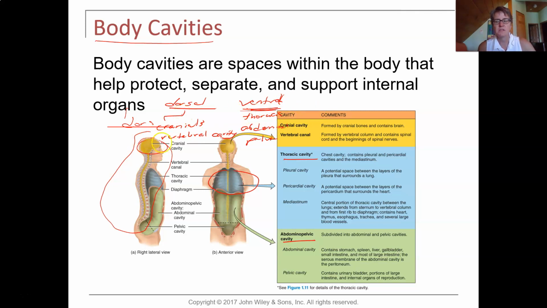So when I'm talking about the dorsal body cavity, the cranial one, like I said, is your skull, and it contains your brain. And then the vertebral one along your back, because dorsal meant back or posterior, has your spinal cord, all right? So it's just those two.